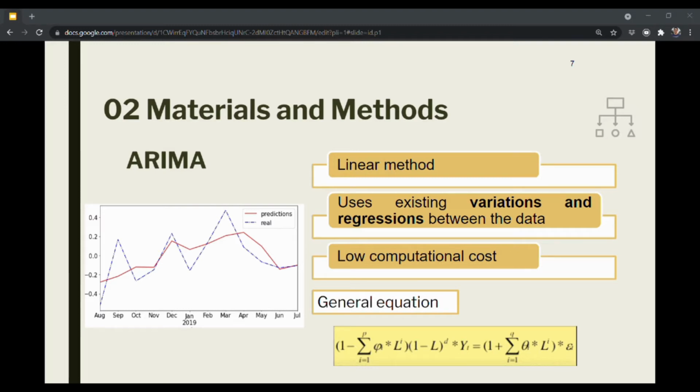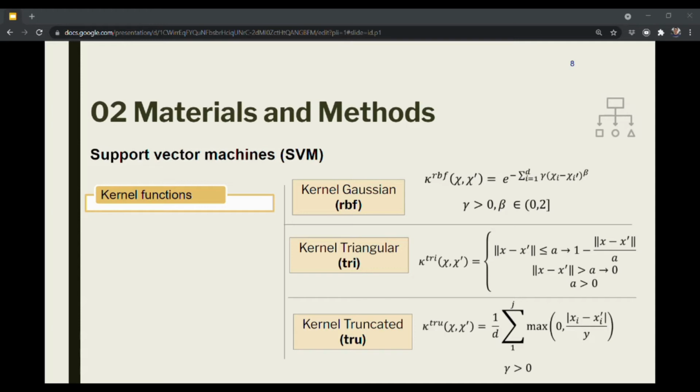On its side, nonlinear SVR models have been widely used to predict time series. SVR allows the use of functions called kernels that consist of the nonlinear mapping in the feature space. A kernel should satisfy Mercer's theorem, and some kernels are specified here in this slide, like the Gaussian kernel, TRBF, triangular kernel, and trapezoidal kernel.